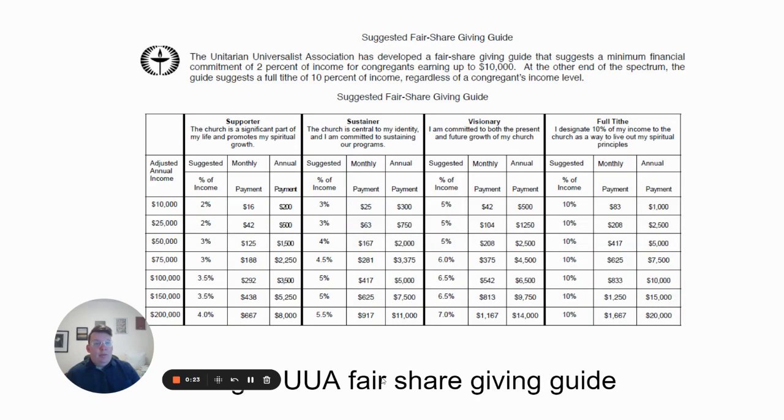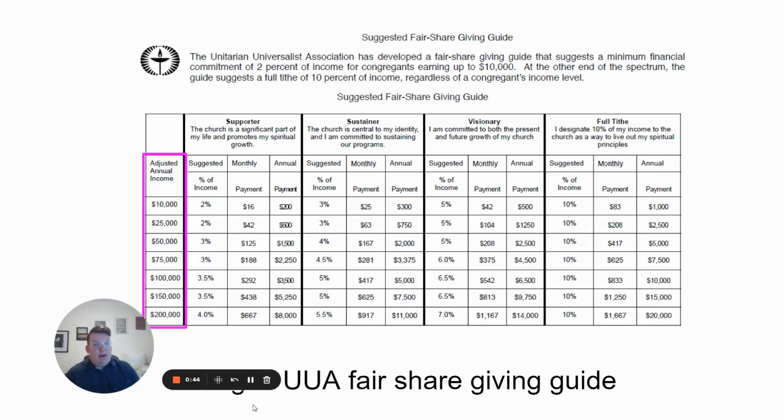You may have heard people talking about the suggested fair share giving guide that the Unitarian Universalist Association has put together. You can find this by Googling UUA Fair Share Giving Guide. However, once you're looking at this table, you might still find this overwhelming because it's still just a bunch of numbers. So I wanted to break it down even more.